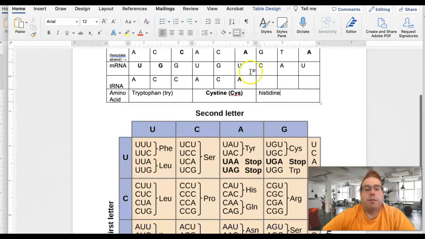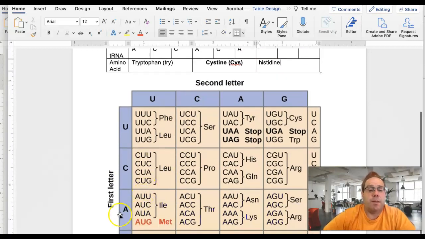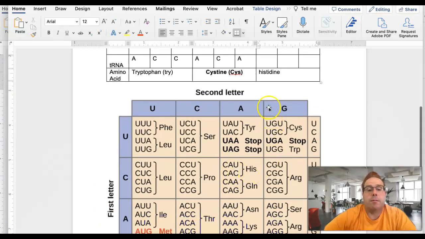So again, what I did, CAU, I went down to the first letter, and pay attention on the test. This is the first letter, this is the second letter. That's how all the charts are, I believe. So CAU, it's histidine, which is my least favorite of all the amino acids. And yes, there are stories behind why I like this and why I don't like this, but that's another video. And that's how you do the base pairing for the protein synthesis worksheet.